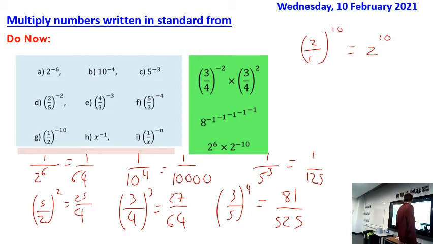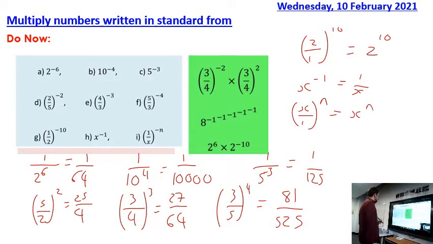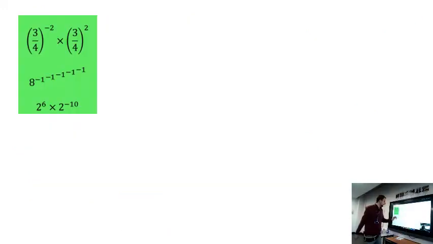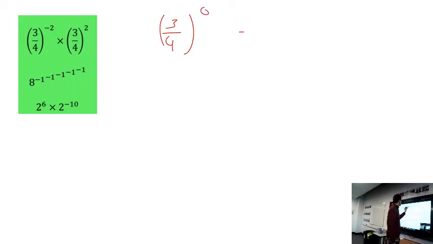H, this is the same as x raised to negative 1, which is the same as 1 over x. And 1 over x raised to negative n, which is the same as x over 1 raised to n, which is equal to x raised to n. Okay, so here, since the base is the same, we just add the powers. So 3 over 4. Add the powers, so negative 2 plus 2 is 0. Anything raised to 0 is equal to 1.